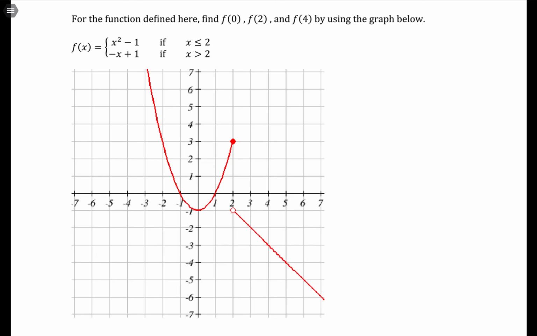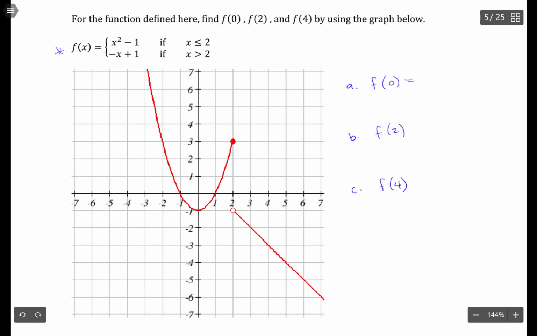For the function defined here, find f of 0, f of 2, and f of 4 by using the graph below. So we have a definition for this function, but it isn't really necessary in order to come up with where these points are. So for instance, I have f of 0 to find, f of 2 to find, and f of 4. So these points I could just plug into and solely use the definition.